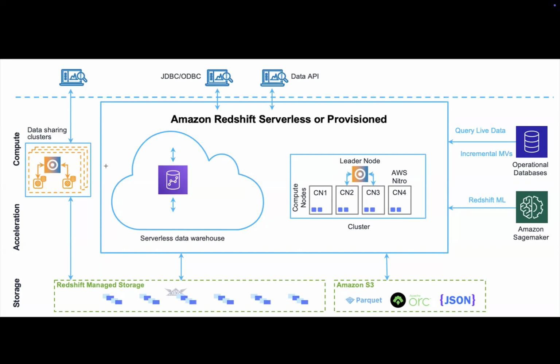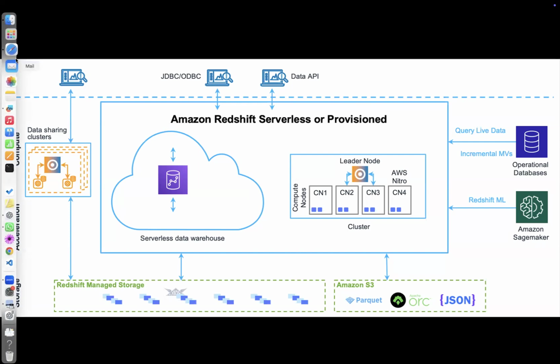So you can understand from this. Query live data is coming, and Redshift machine learning. This is the managed storage system, you're getting data from there. Okay, let me go into the practical now.